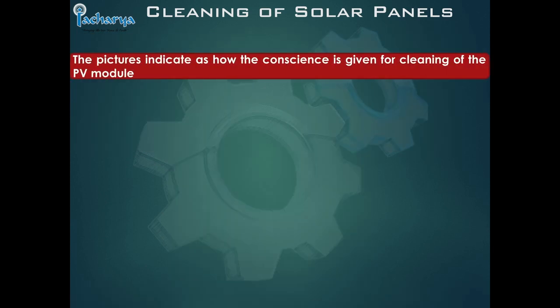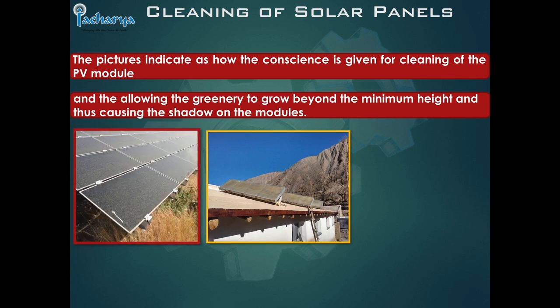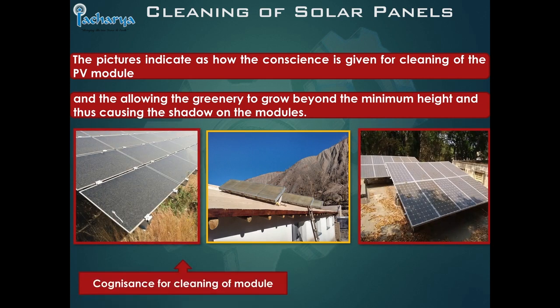The pictures indicate how cognizance is to be given for cleaning of the PV module, and not allowing the greenery to grow beyond the minimum height and thus cause shadow on the modules.